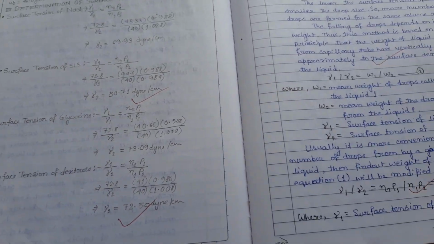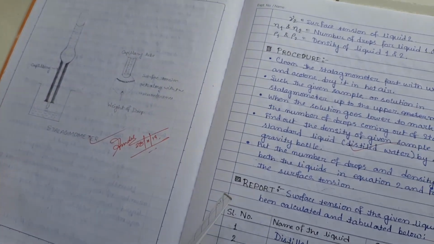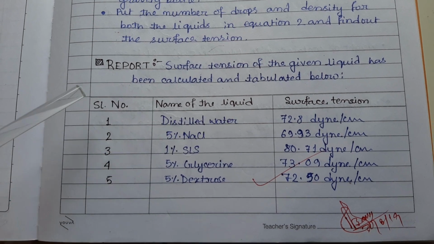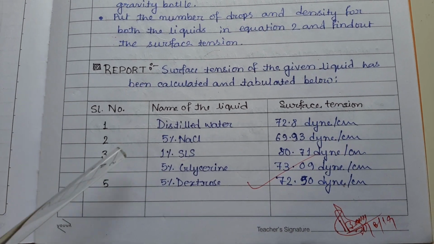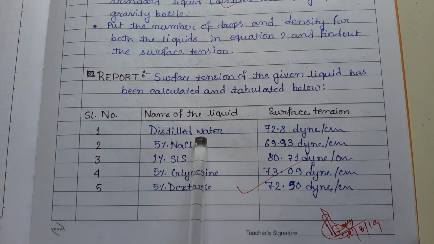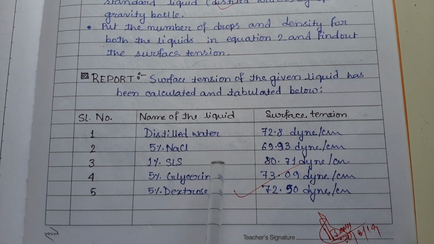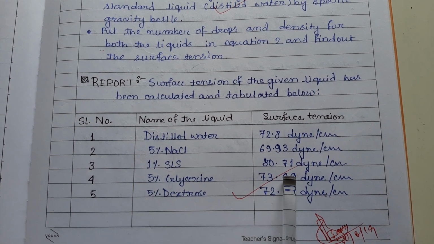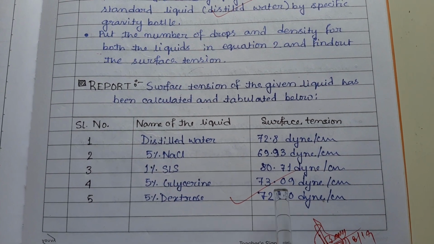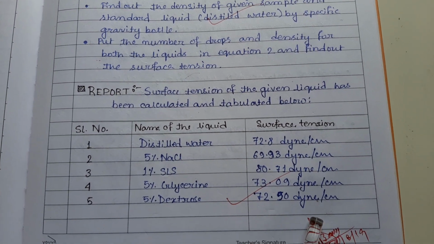After calculating all this, you have to write down the report. See, the surface tension of all the given liquids has been calculated and tabulated here. Like this, you have to write down the report. Distilled water, the reference liquid, is 72.8; 5% sodium chloride, 69.93; 1% SLS, 80.71 dyne per centimeter; 5% glycerin, 73.09; and 5% dextrose, 72.90 dyne per centimeter.